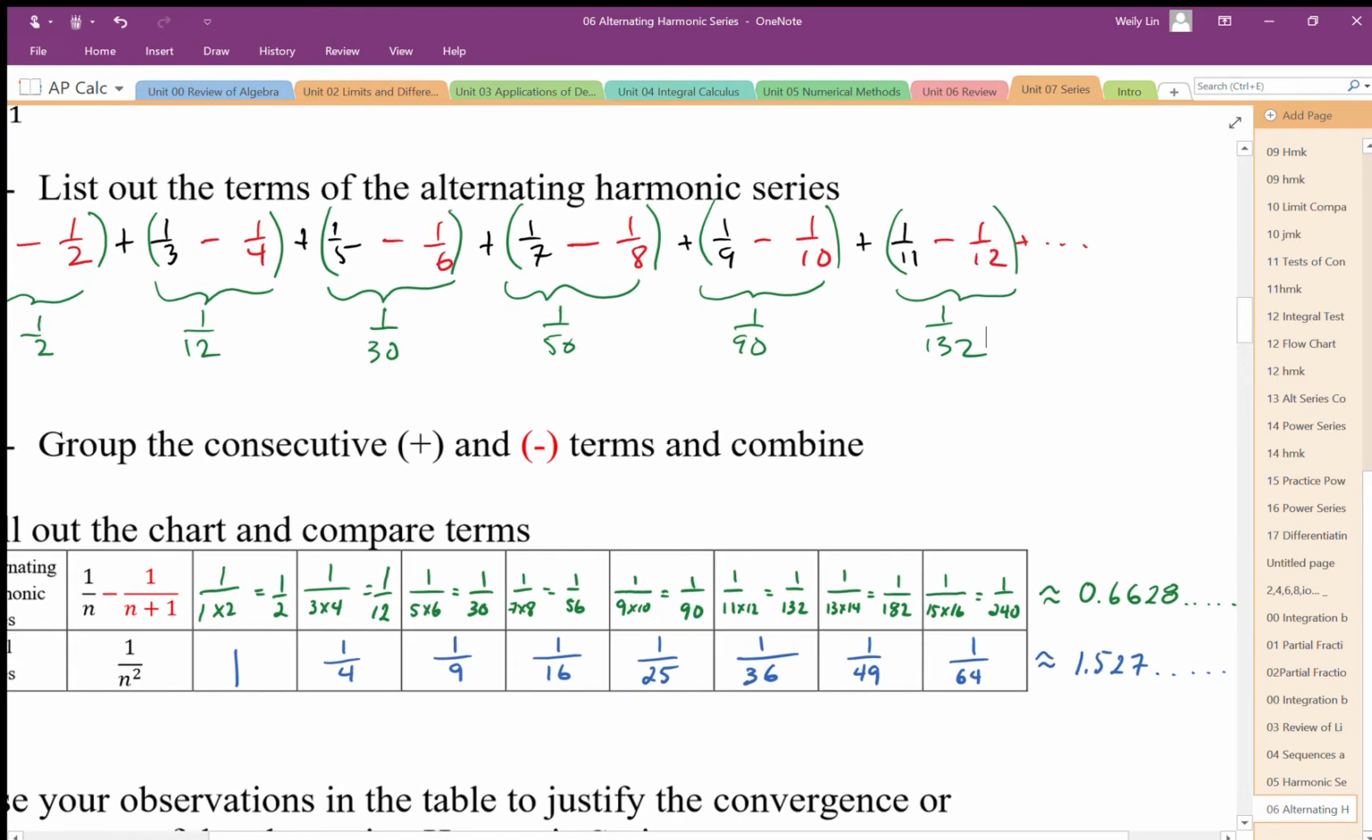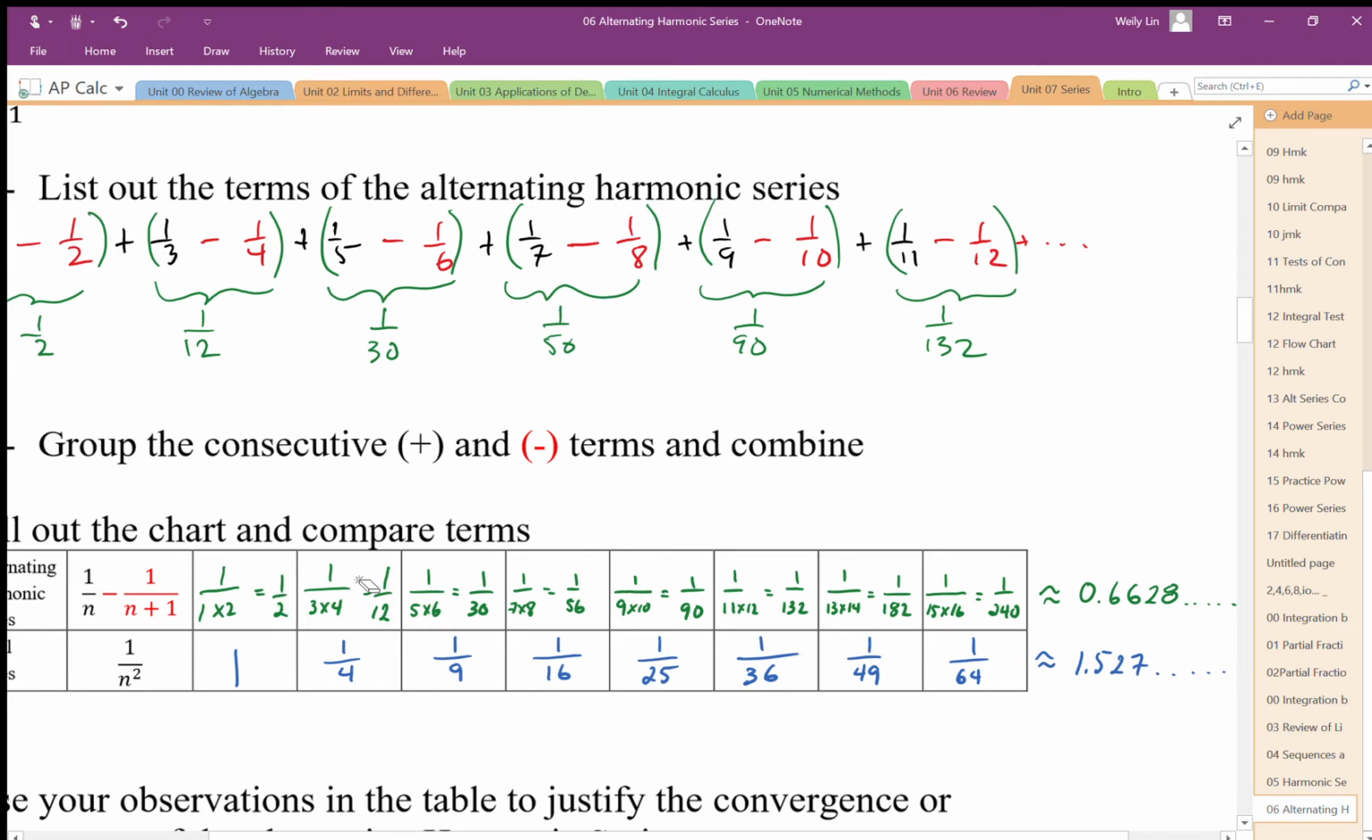And we can see that up to here, our partial sum is 0.6628. Here, our partial sum is 0.1527. I think the sum ends up being a little bit over 0.6 if we go infinitely. But we know this one converges.